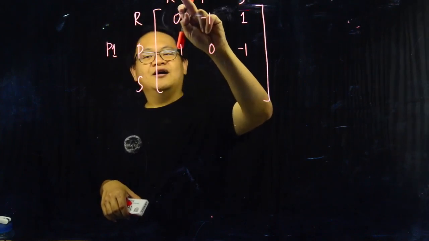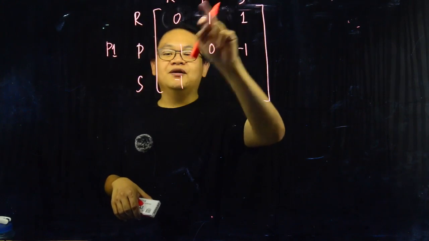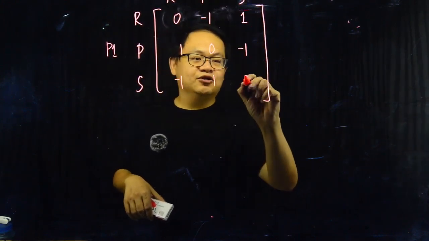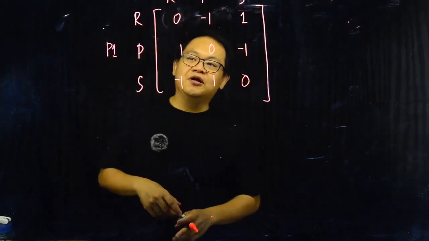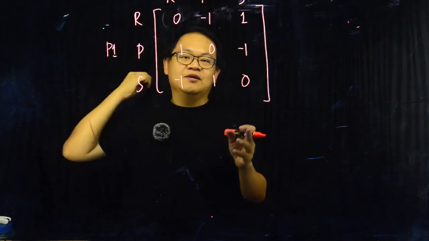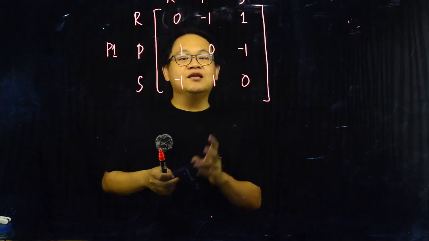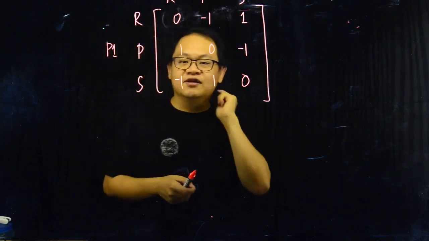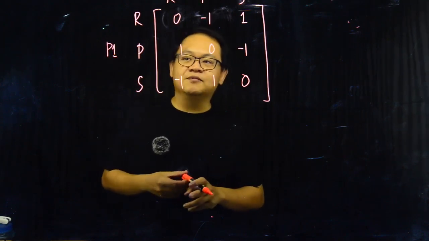Scissors, rock: scissors loses. Scissors, paper: scissors win. And scissors, scissors: it's a draw. Then we have this payoff table. I hope you understand how we were able to reduce the payoff table a while ago into this payoff table. Essentially, we just need the payoff of player 1 because of the zero-sum assumption.